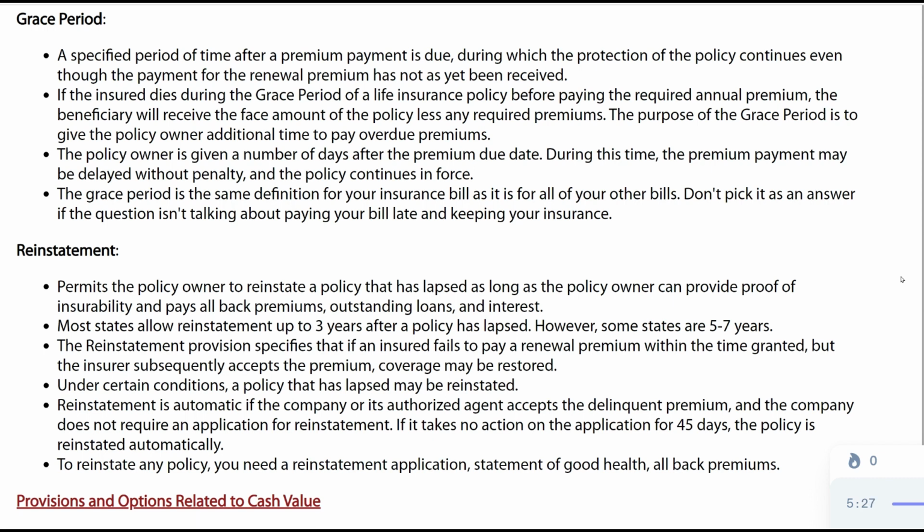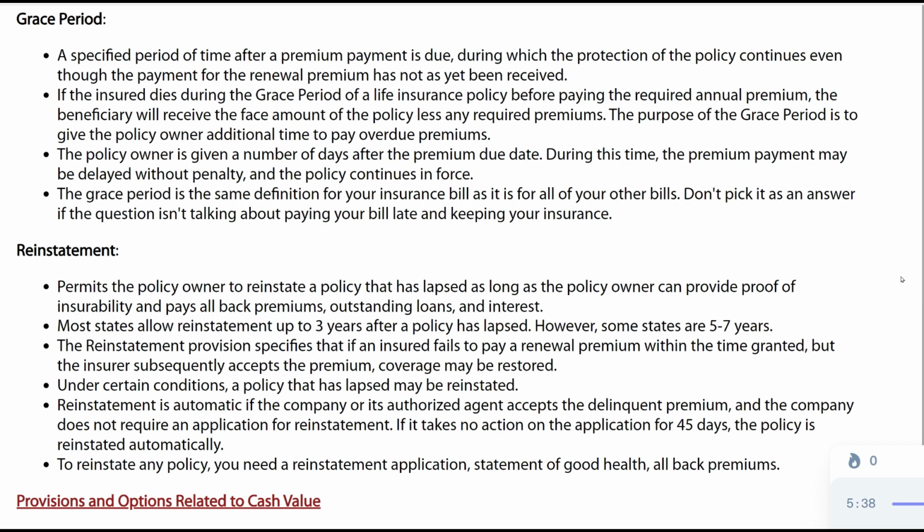The reinstatement provision specifies that if an insured fails to pay a renewal premium within the time granted, but the insurer subsequently accepts the premium, coverage may be restored. Under certain conditions, a policy that has lapsed may be reinstated.